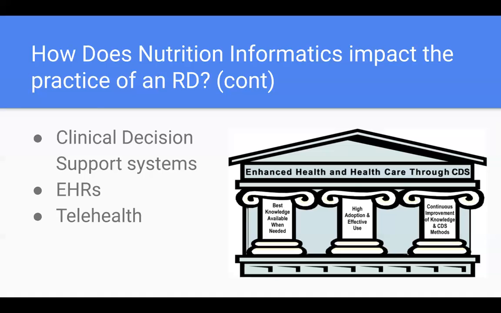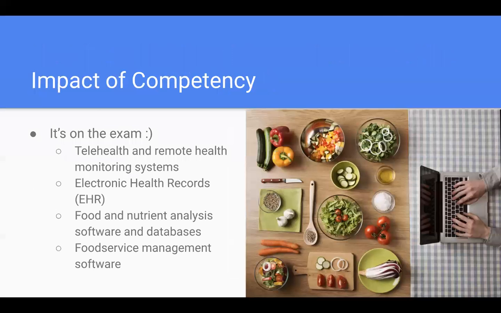So now let's talk about the impact of competency. Well, we want to be competent in nutrition informatics because it's on the exam, first of all. So they specifically point out 4 different things to know. 1, telehealth and remote health monitoring systems. 2, electronic health records. 3, food and nutrient analysis software and databases. And 4, food service management software.